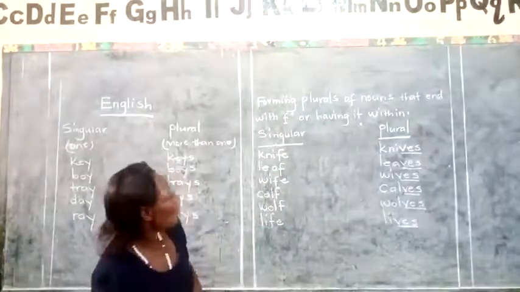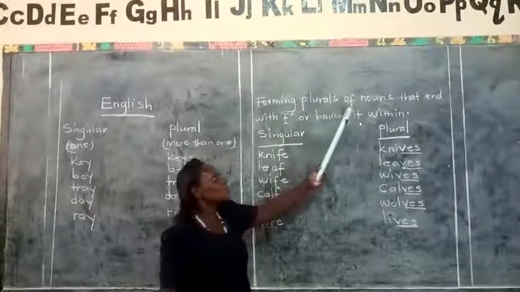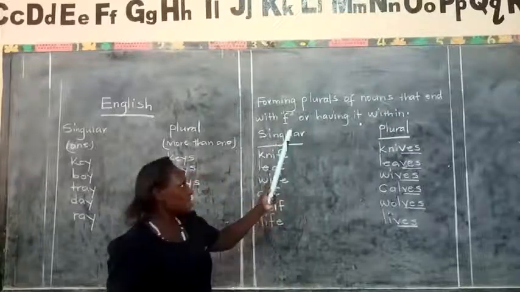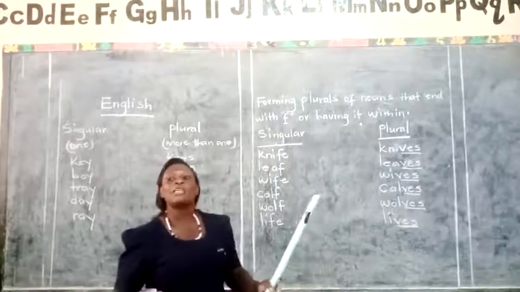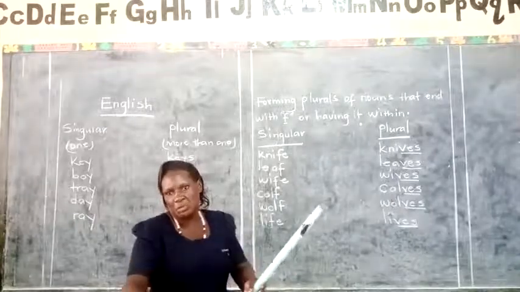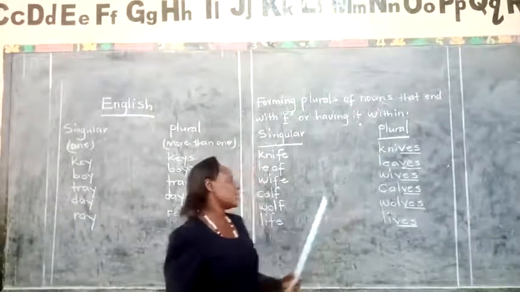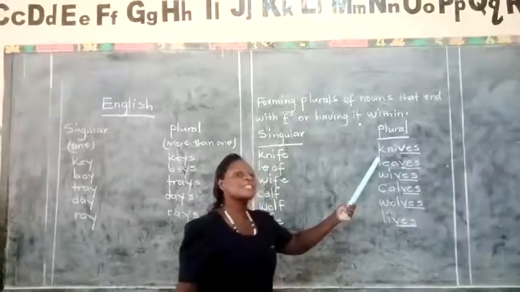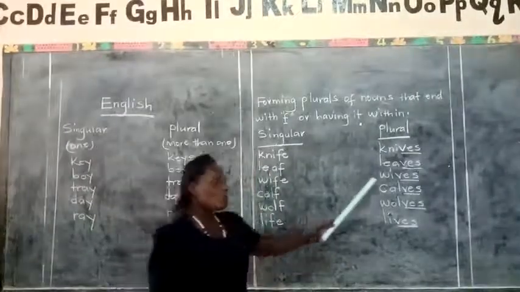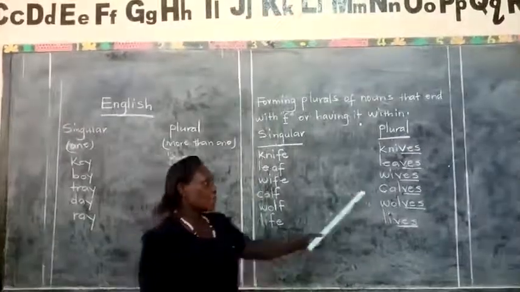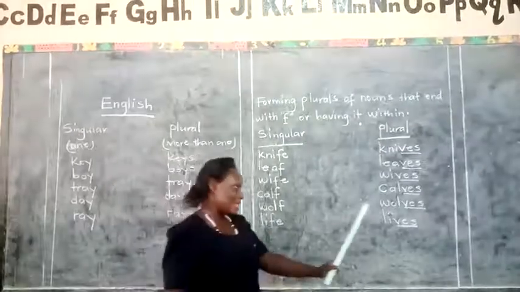Now, let us read through what we have covered today. Today we have looked at forming plurals of nouns that have F. It may appear at the end, or it might come within the middle of the noun. We have the singular form this side, and the plural form the other side. Here we have knife, knives. We have leaf, leaves. We have wife, wives. We have calf, calves, wolf, wolves, life, lives.